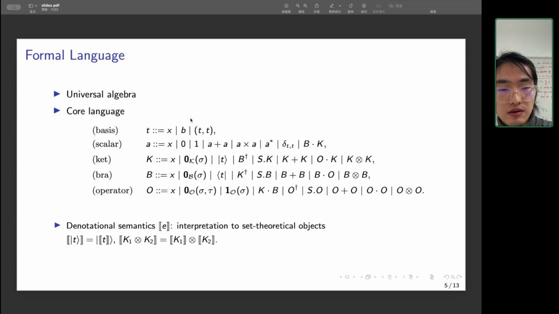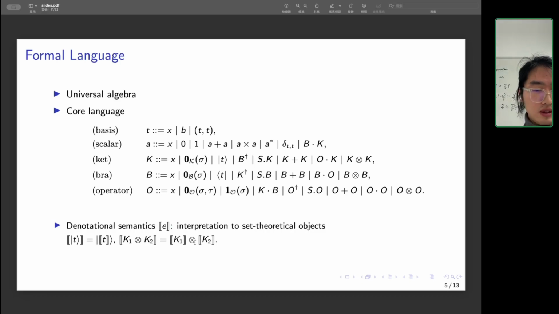So this is done by denotational semantics, which maps the syntax to its interpretation as set theoretical objects. For example, when we want to calculate the semantics of the tensor product of kets, we first calculate the semantics of K1 and K2 separately, and they are vectors in the Hilbert space in the mathematical sense. And the whole denotational semantics is taken as the tensor product of the 2 vectors. So we have the formal language, and this is how we humans understand and reason about equivalence.